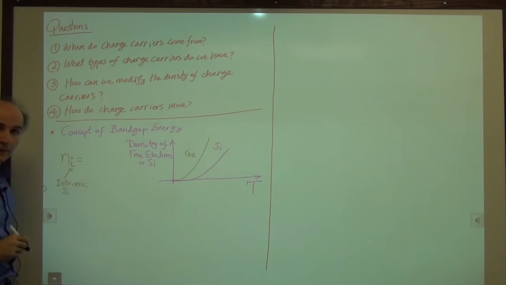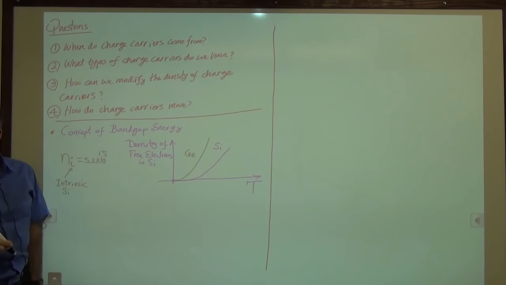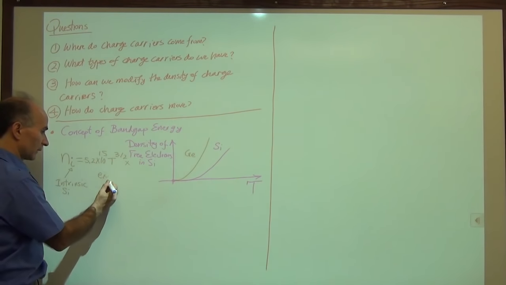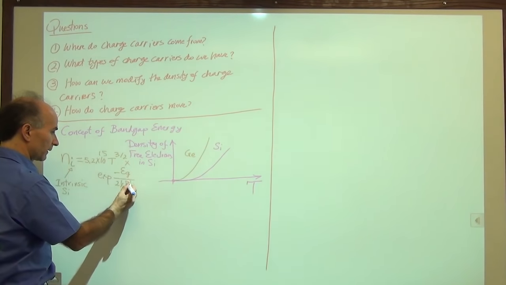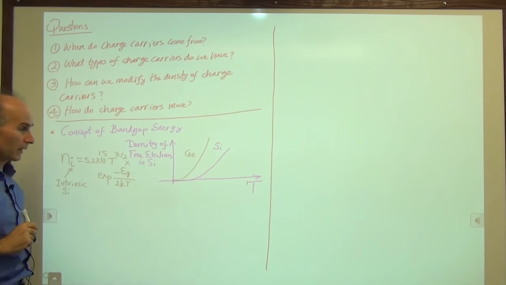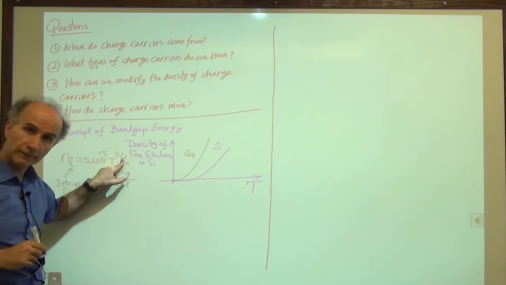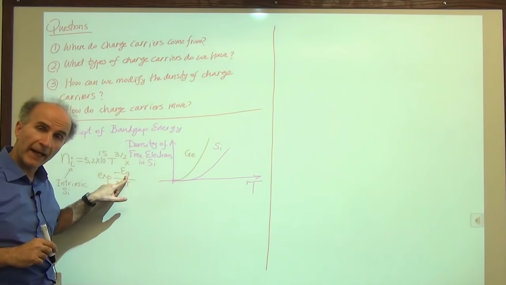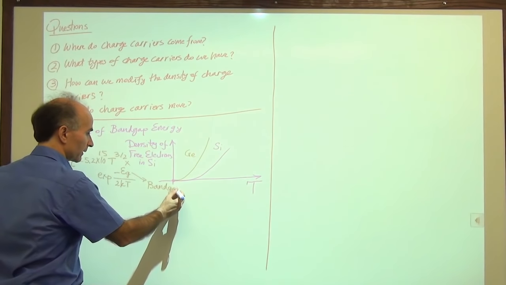So there's a nice equation for this that gives us this behavior. Let me write the equation. It's 5.2 times 10 to the 15 times T to the power of 3/2 times exponential of minus Eg over 2kT. All right, so let me walk you through these. We have some number times the absolute temperature to the power of 3 over 2 multiplied by this exponential. This exponential has something here which we call the band gap energy.